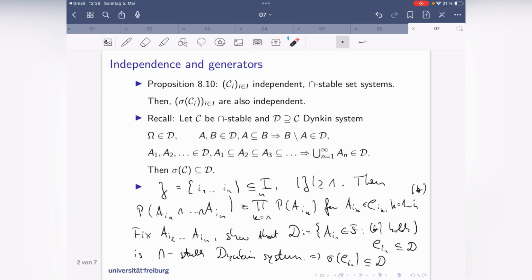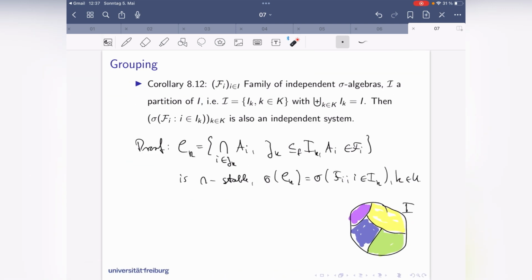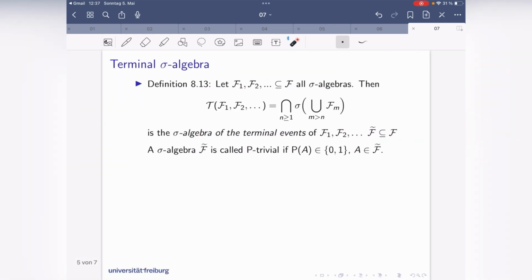because this result here tells us that these C_k here are also independent. The sigma algebra generated by the C_k is also independent, and that's exactly what is claimed here. Okay, that was grouping. We will need that also.